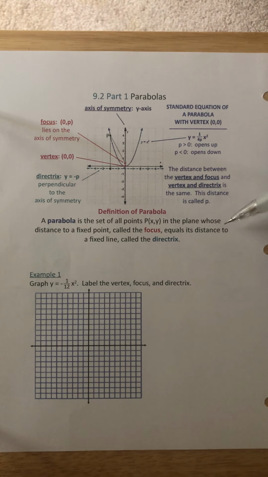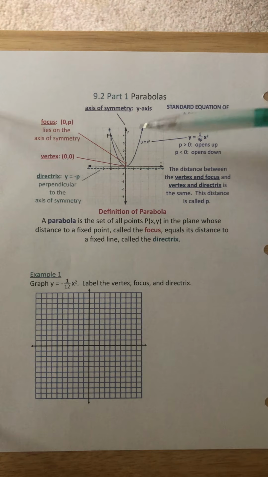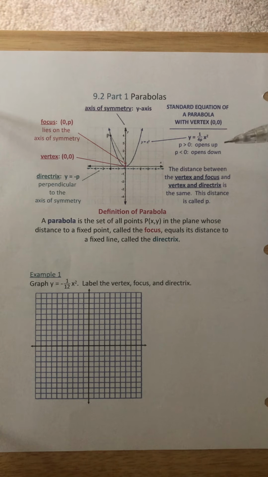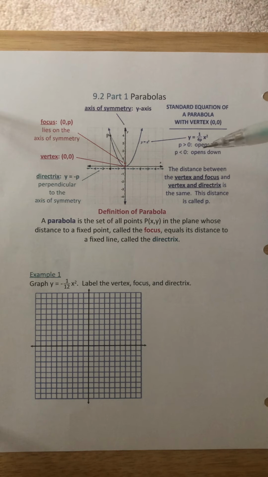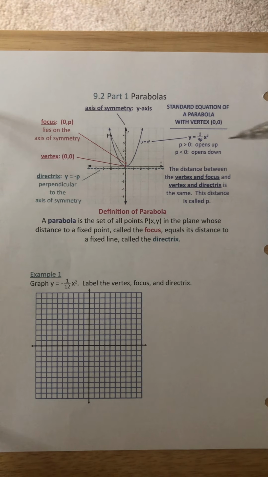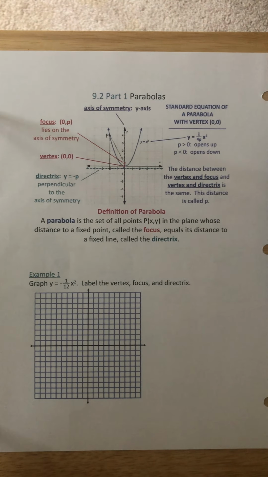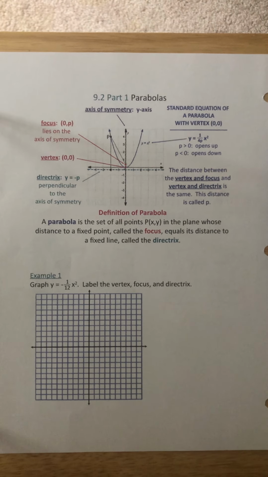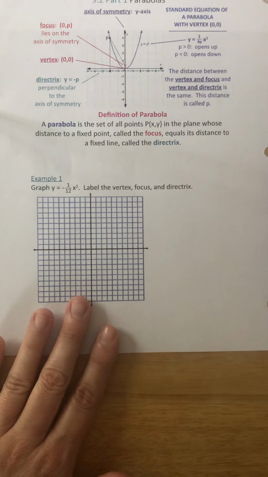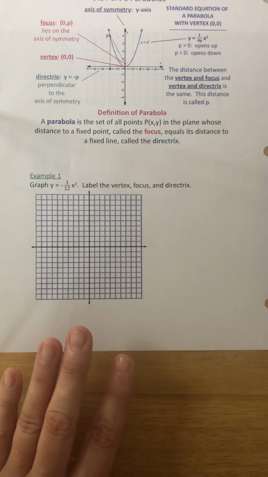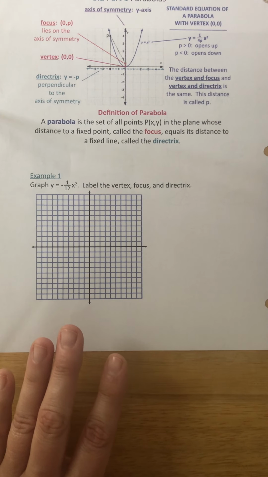So here we have a definition of a parabola. It says a parabola is the set of all points in the plane whose distance to a fixed point, which they're calling the focus, equals its distance to the fixed line, the directrix. That's just the definition of a parabola. Nobody's ever going to ask you to write that definition down or quote it, but there you have it, just in case you're on Jeopardy one day and that question shows up. Now you know. Okay, so let's get into doing some graphing, shall we?